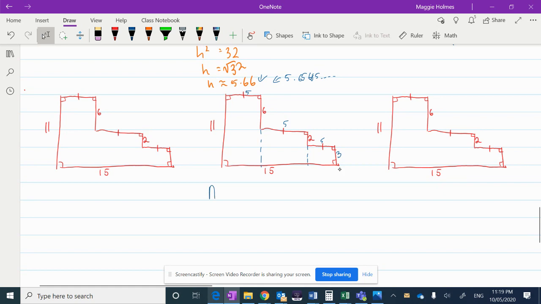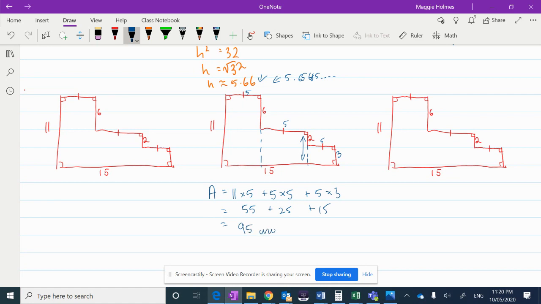We can say the area is made up of 11 times 5 plus we got this second rectangle. That was that rectangle, 11 by 5. This distance here is 2 plus 3, so that's 5 times 5. That's your length times width, plus 5 times 3. That's 55 plus 25 plus 15. That's 80, that's 95 units squared. Okay, so that's one way.